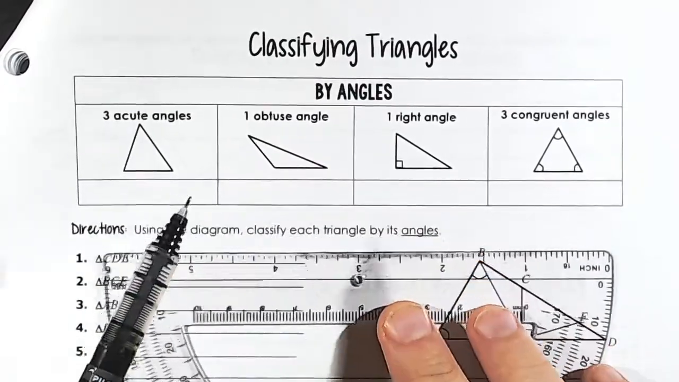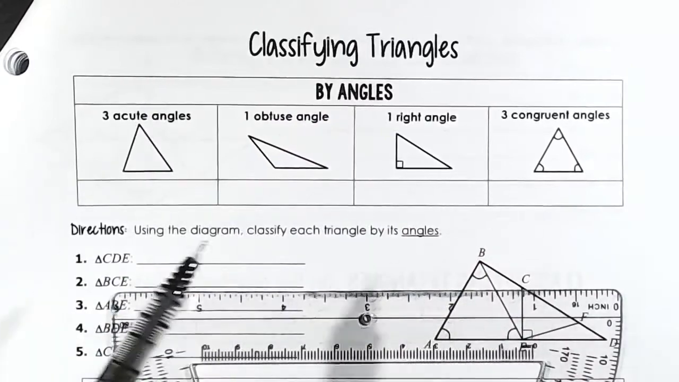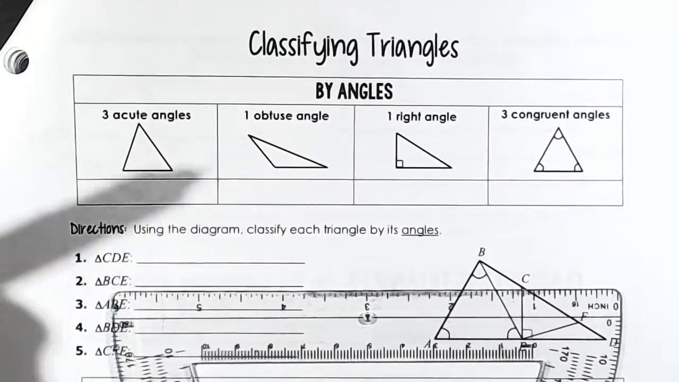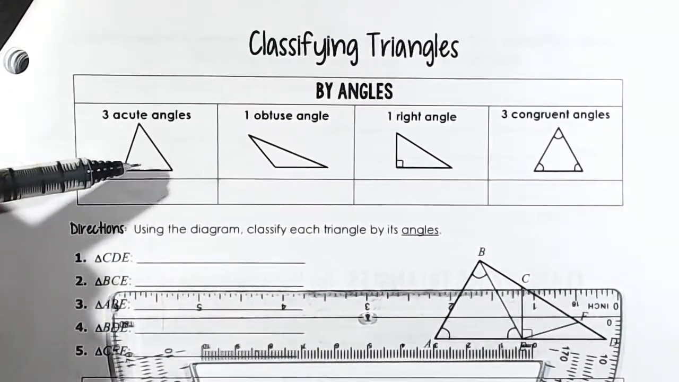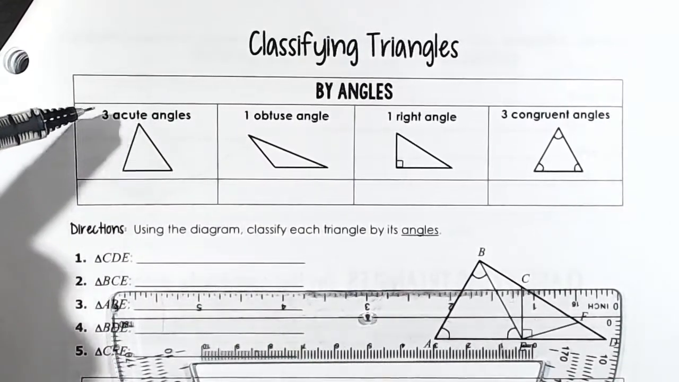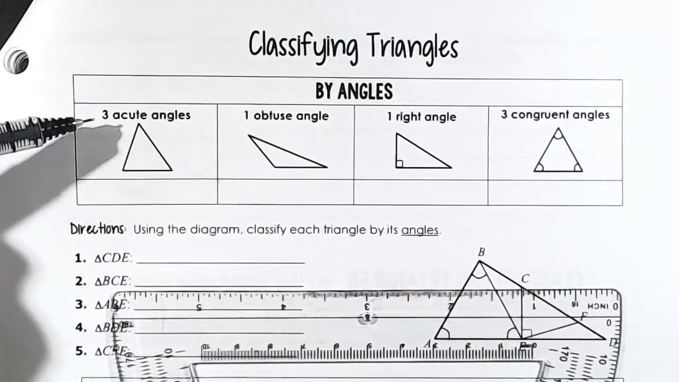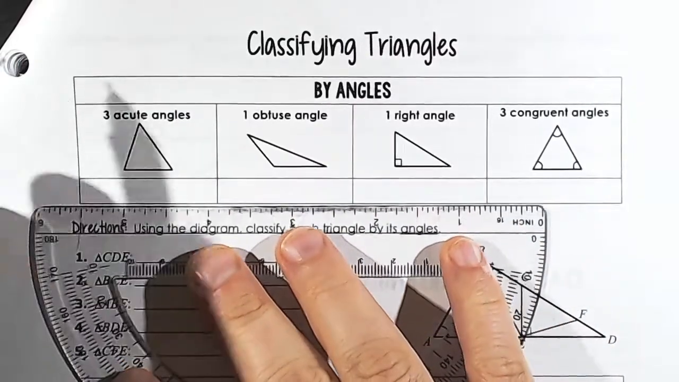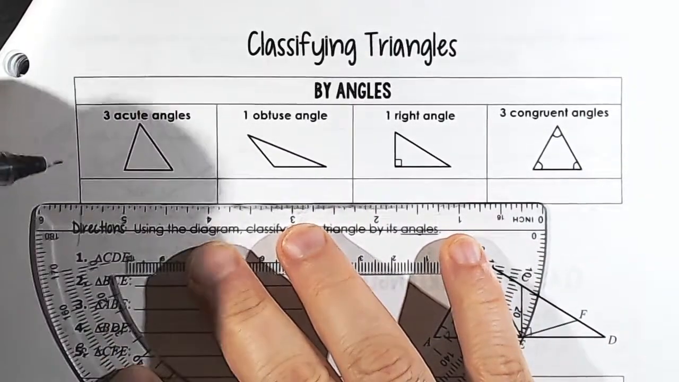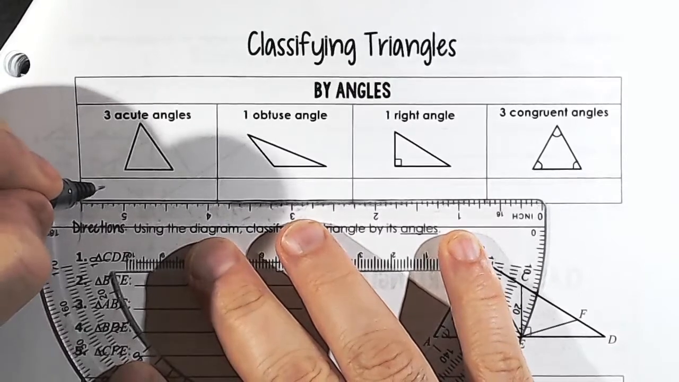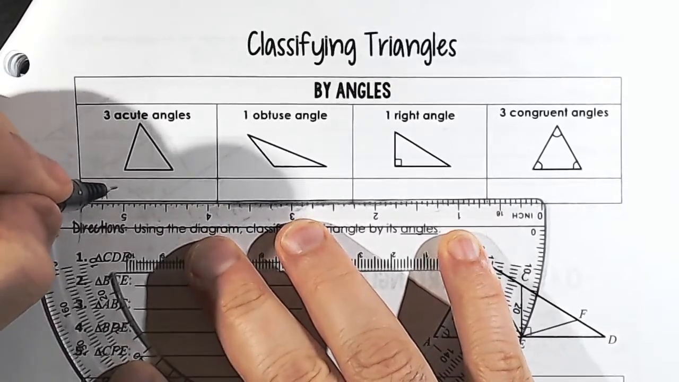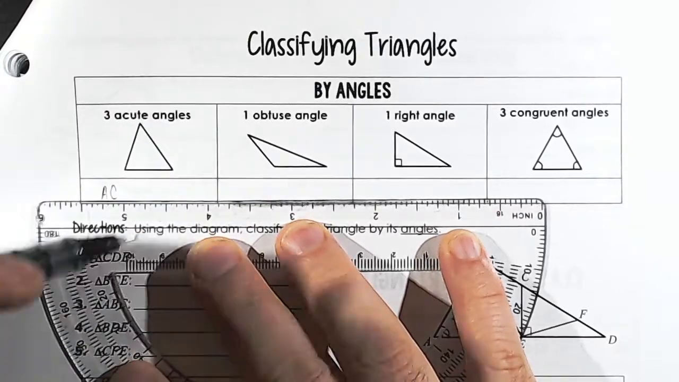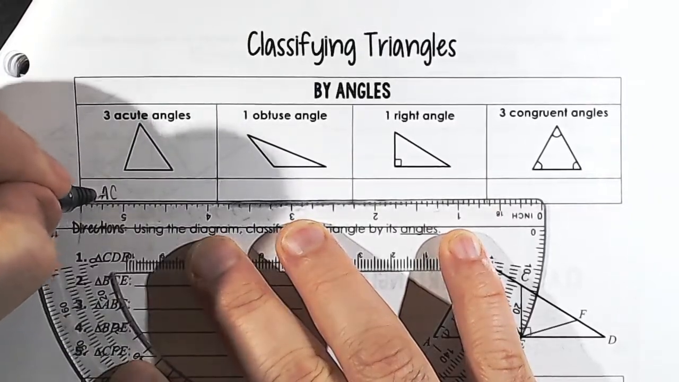Okay, so we have to learn how to classify triangles given their angles. The first triangle we'll look at here is a triangle that has three acute angles. Those are three angles, all of which are less than 90 degrees. And we call a triangle with three acute angles acute. And we call a pen with no ink empty. So this is an acute triangle.